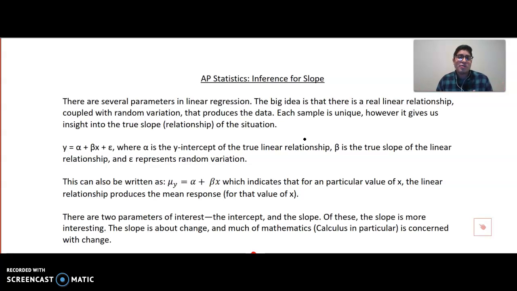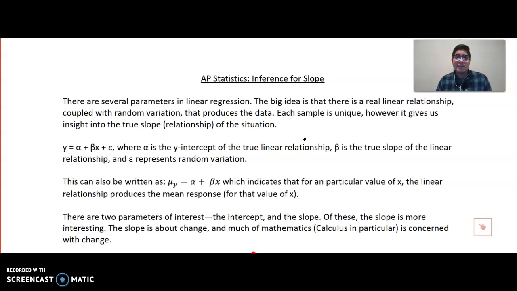Now there are several parameters in linear regression. The big idea is that there is a real, true linear relationship, and this is coupled with random variation that produces such data. Each sample is unique, however, each sample gives us more insight into the true slope of the relationship of the situation. So think about in physics when you're conducting an experiment, and you're looking at how the forces of gravity interact or how the different forces interact with one another.